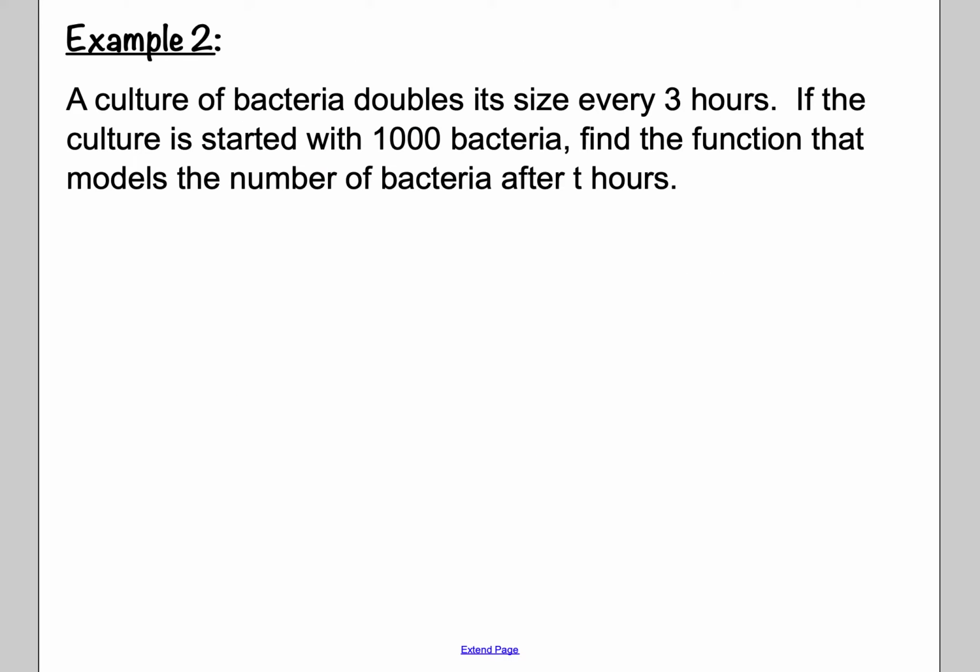Example 2. We have a culture of bacteria and it doubles its size every 3 hours. If the culture is started with 1,000 bacteria, find the function that models the number of bacteria after t hours. Okay, so what we have here is growth, and so our growth was N of t equals N sub 0 e to the rt. Okay, and I'm just going to fill in what I know. We know that we started with 1,000 bacteria, so that's my N sub 0.